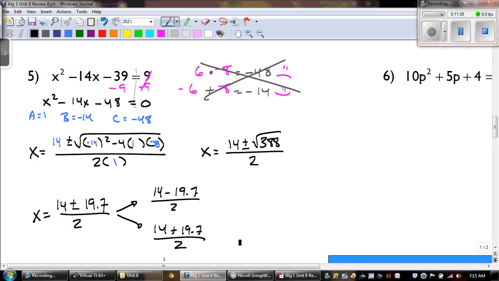Just make sure you do that correct in your calculator, and you want to do the numerator first before you get to the denominator. Okay, did you get your answers? You should have gotten negative 2.85 and 16.85.